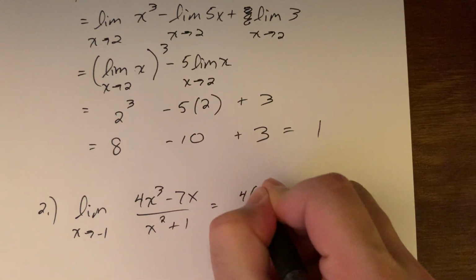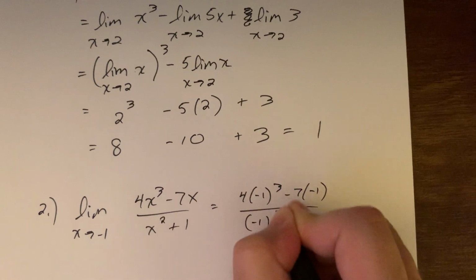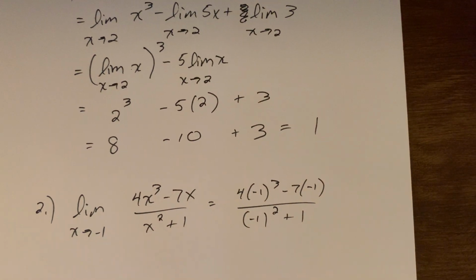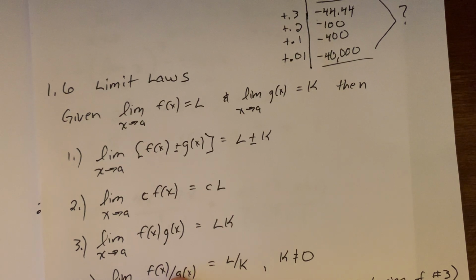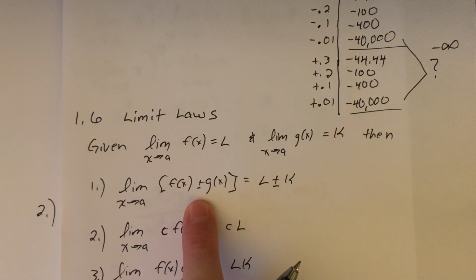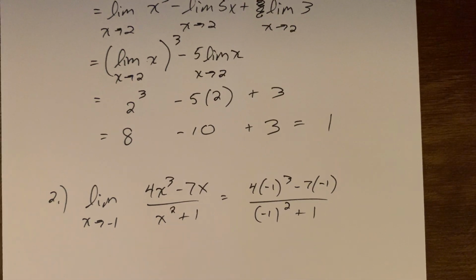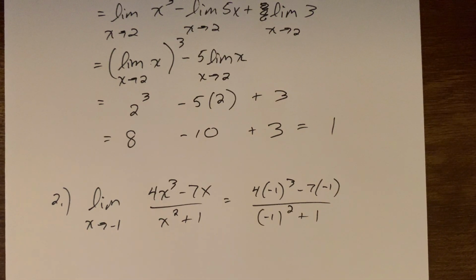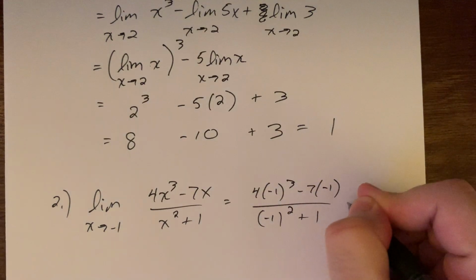I'll get 4 times minus 1 cubed minus 7 times minus 1, all over minus 1 squared plus 1. Again, formally, I'm using limit rule number 4 to break up the division, then limit rule 1 on both the top and the bottom to separate the addition and subtraction. So all those rules, but that's what I was saying at the beginning. We don't have to memorize all those rules. We have to understand what they're telling us, and what they're telling us is we can plug in and try and do this. So let me finish.